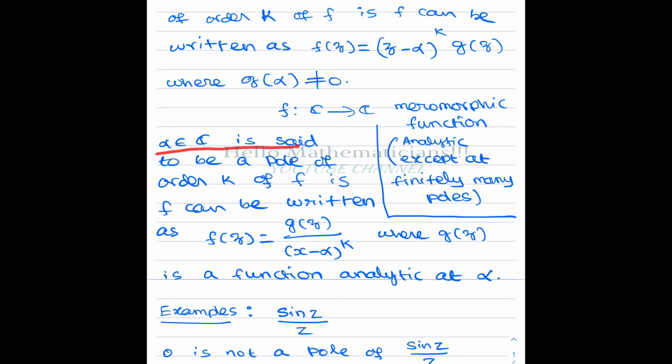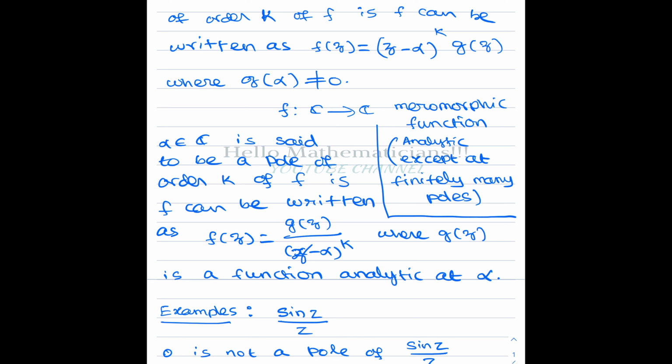A point α belonging to C, which is an isolated singularity, is said to be a pole of order k of f if f can be written like this: f(z) equals g(z) divided by (z − α)^k. Okay, if it is a zero, then (z − α)^k comes in the numerator. If it is a pole, sorry, (z − α)^k should come in the denominator.